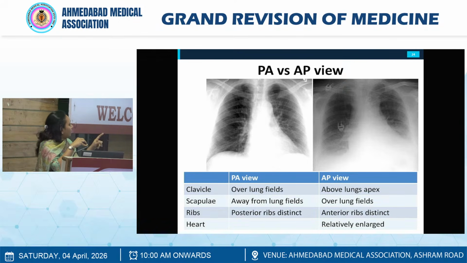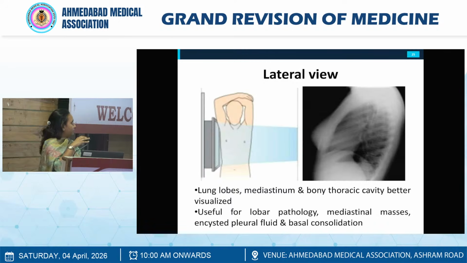Then the scapula. In an AP view, because the plate is placed posteriorly and the rays come from the front side, the scapulas will be away from the lung field. And in a PA view, it will be over the lung field. Then for the heart, as I told you, in an AP view, it will be relatively enlarged, and in a PA view, it will be normal sized.